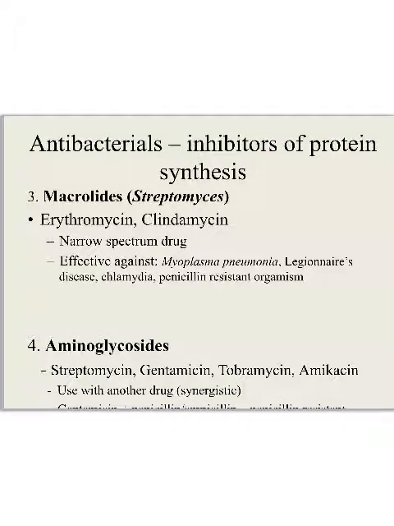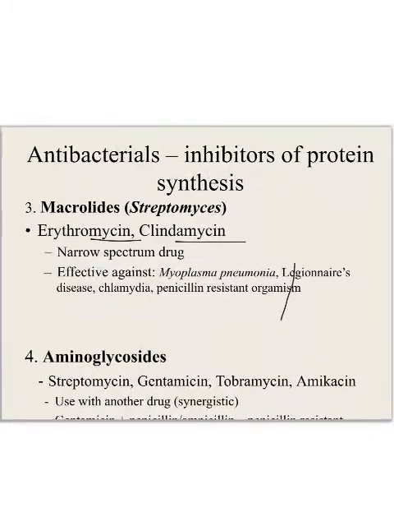Okay, now another inhibitor of protein synthesis is macrolides. These are erythromycin and clindamycin. So we're looking at these mycins. They're narrow spectrum. They're effective against mycoplasma pneumonia, which is walking pneumonia, Legionnaire's disease, chlamydia, and organisms that are resistant to penicillin.